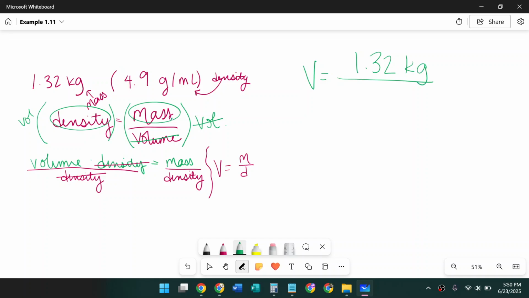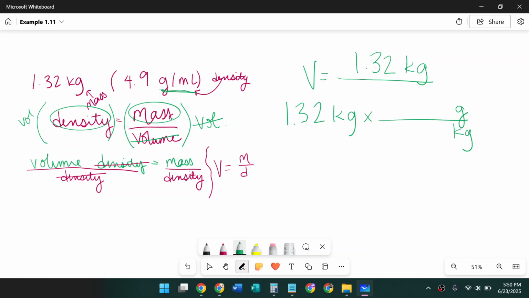And we have another problem. This is in grams per milliliter. Oh no, that means we can't start with kilograms. We're going to have to start by changing kilograms to grams. So we're going to pause and we're going to do 1.32 kilograms, and we're going to use a conversion factor so that we can change that into grams.